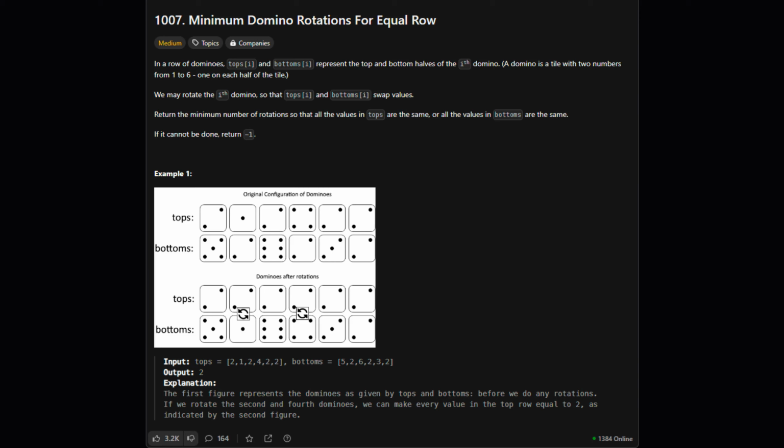First up is problem 1007, minimum domino rotations for equal row. Spoiler alert. The goal here is to find the minimum number of domino flips needed, so that either all the top halves or all the bottom halves of the dominoes show the same number. If it's impossible, we return -1.